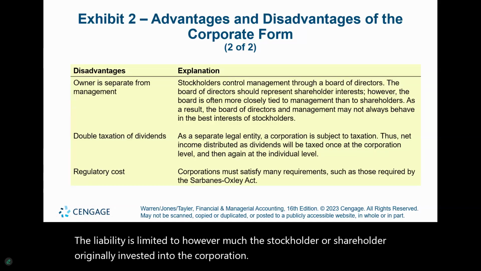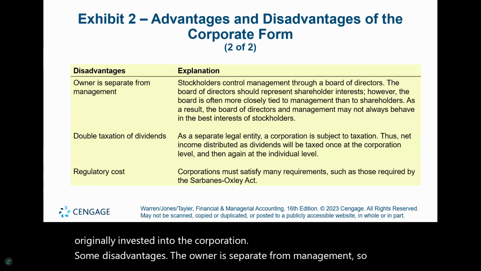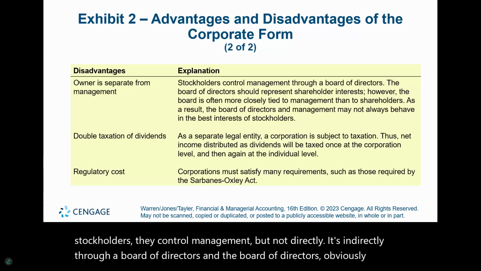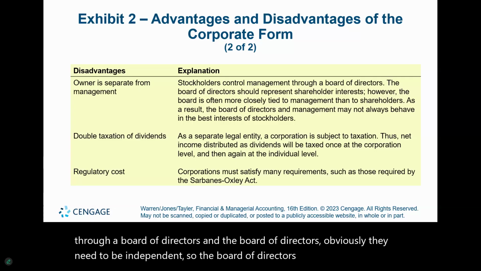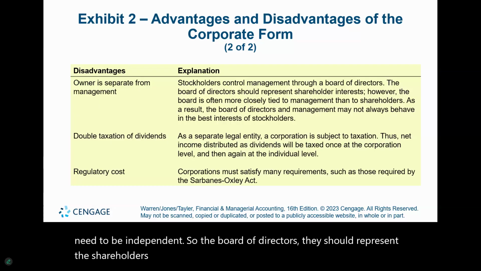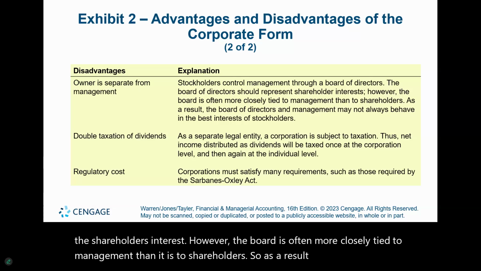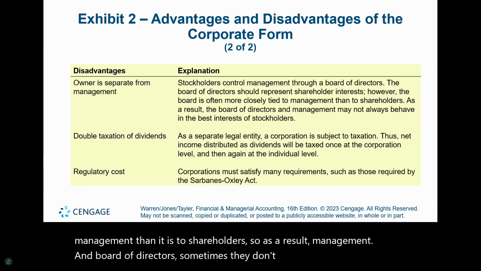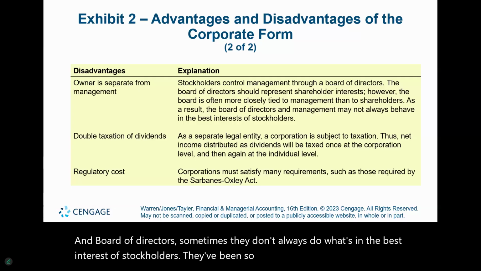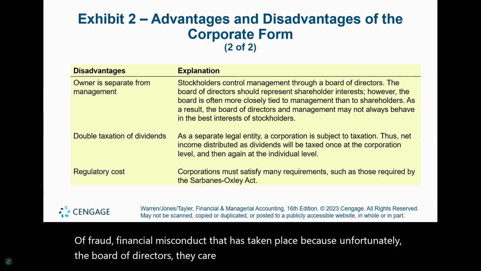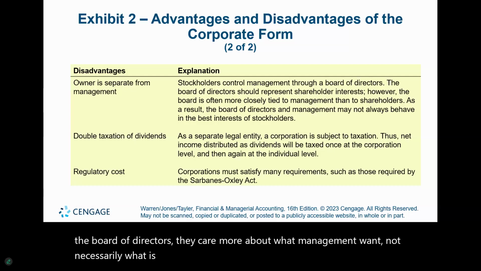Some disadvantages: the owner is separate from management. Again, stockholders control management, but not directly. It's indirect, through a board of directors, and the board of directors, obviously, needs to be independent. The board of directors should represent the shareholders' interests. However, the board is often more closely tied to management than it is to shareholders. As a result, management and the board of directors sometimes don't always do what's in the best interest of stockholders. There have been so many cases of fraud and financial misconduct that have taken place because, unfortunately, the board of directors cares more about what management wants, not necessarily what is best for the stockholders.